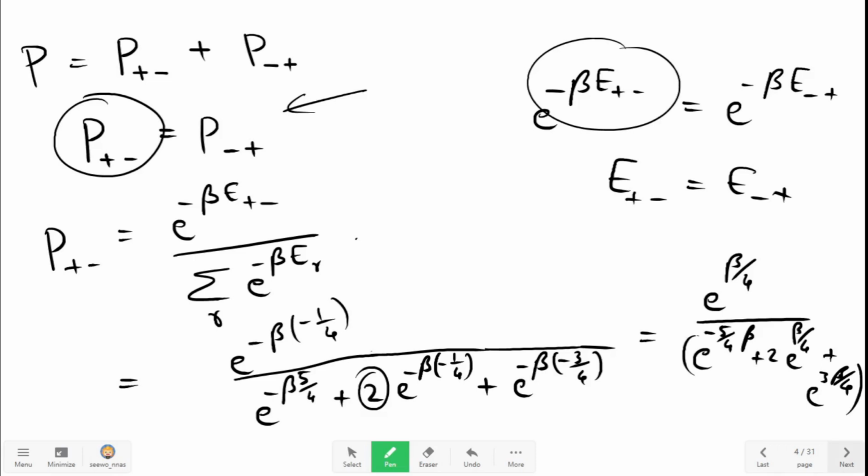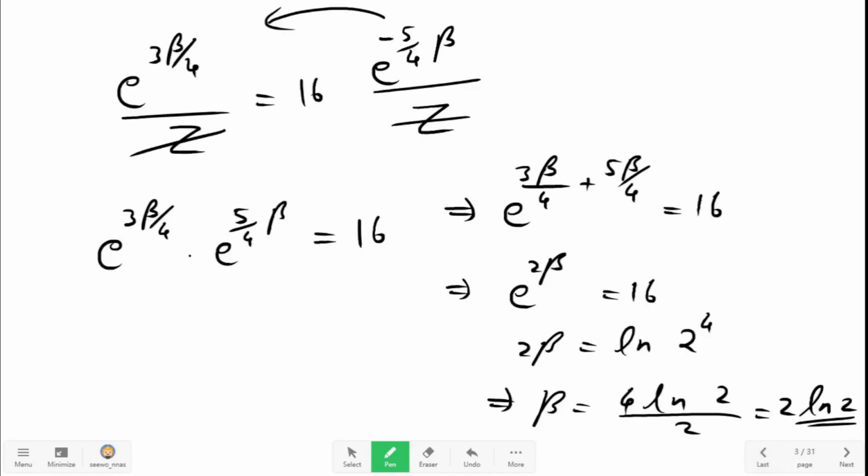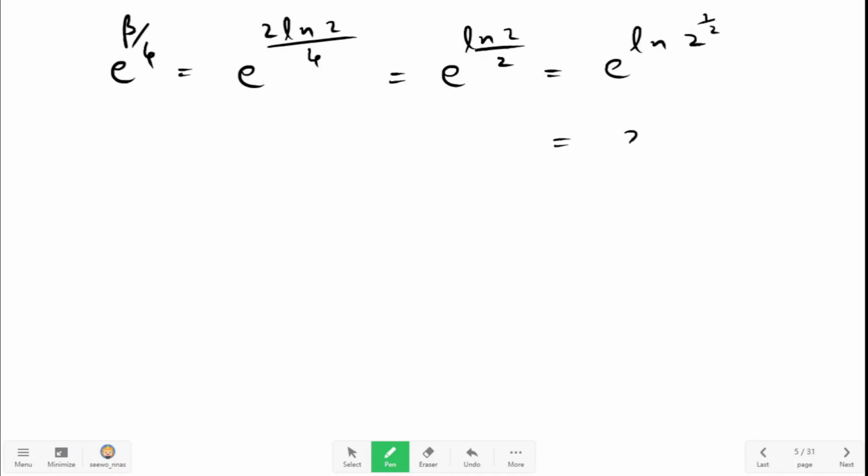Let us find each of these terms and then we will substitute back. First, e raised to beta by 4. What is the value of beta? Beta is equal to 2 ln 2. So this is e raised to 2 ln 2 divided by 4, which is equal to e raised to ln 2 by 2, which is equal to 2 raised to 1 by 2, which is root 2.